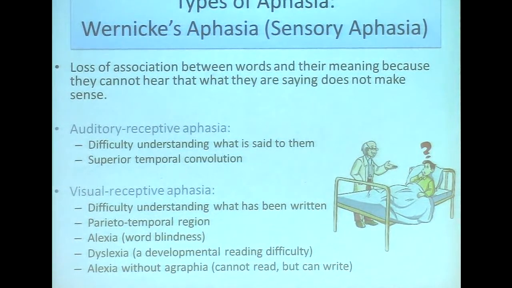Just something to be aware of, the word alexia means word blindness. It's like you can't see words. Dyslexia is a developmental reading difficulty, and we're going to be talking about dyslexia quite a bit later on. And then you have alexia without agraphia, where the person cannot read, but they can write.